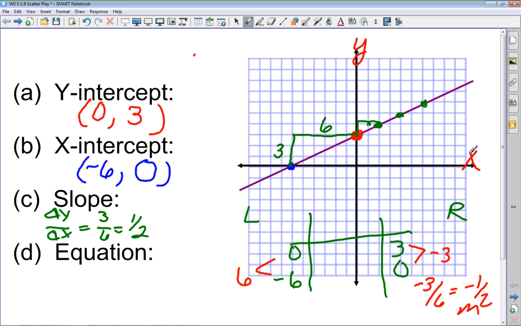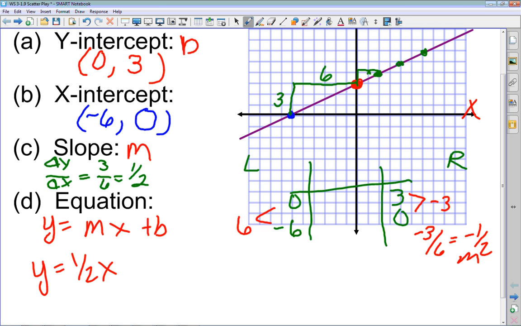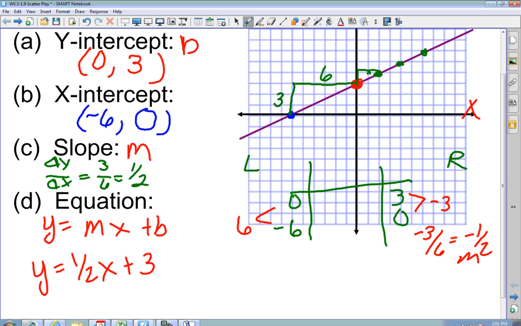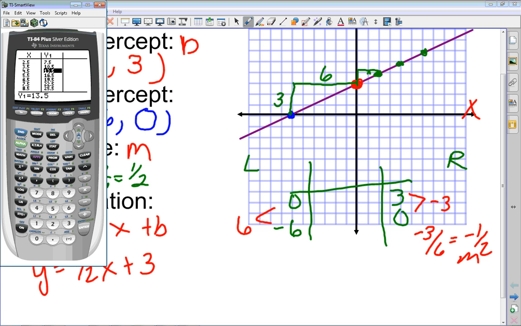Now remember, slope-intercept form is y equals mx plus b. M is the slope, b is the y-intercept. So I have y equals 1/2 x plus 3. And if you go in your calculator, let's see if I can pull that up here. All right, go in my calculator, and I put in there.